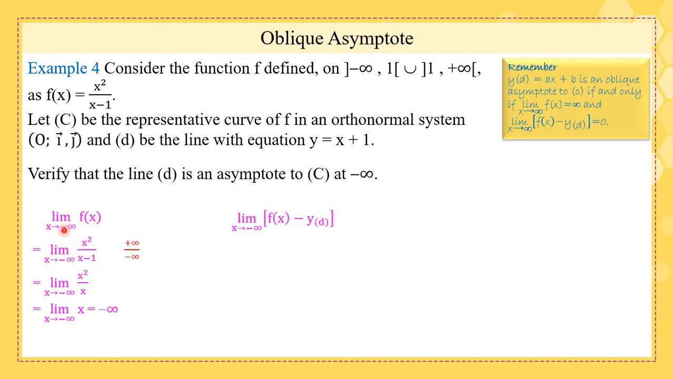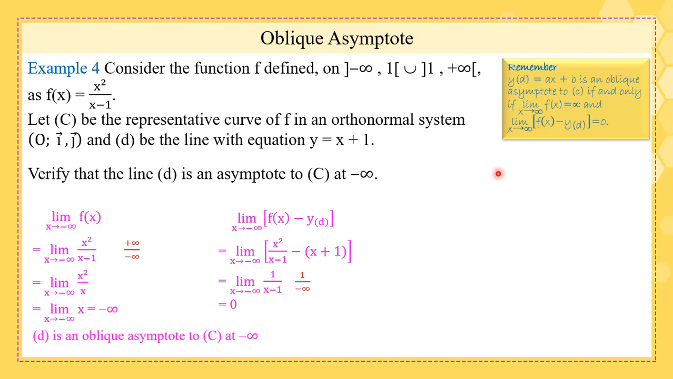Now we should have the same kind of infinities here. This would be the limit of x squared over x minus 1 minus x plus 1, and x plus 1 comes from the equation of the line. If we simplify, we get the limit of 1 over x minus 1, and 1 over infinity is 0. So the two conditions are satisfied. The limit at infinity is infinity, and the limit of f of x minus y of the line is 0. From here, we can tell that D is an oblique asymptote to C.